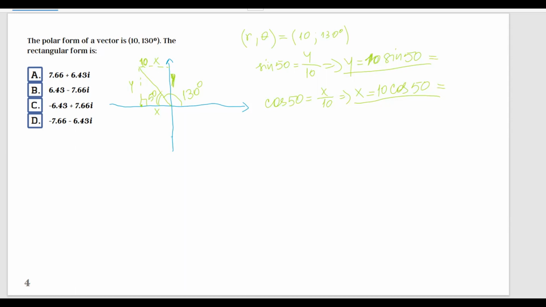Let me take my calculator. So I have 50 sine 10 multiplied. This value, y, is 7.66. And then x, let's calculate x: 50 cosine 10 multiplied. And for x, I get a value of 643.